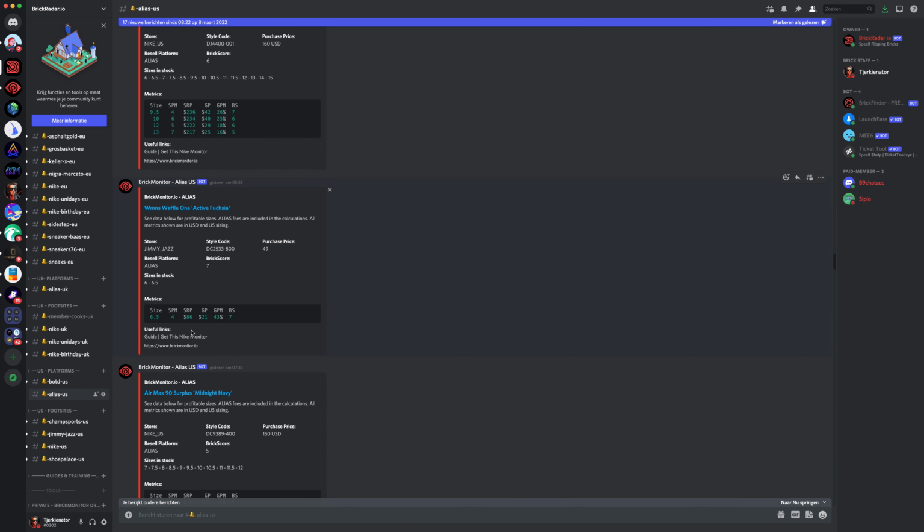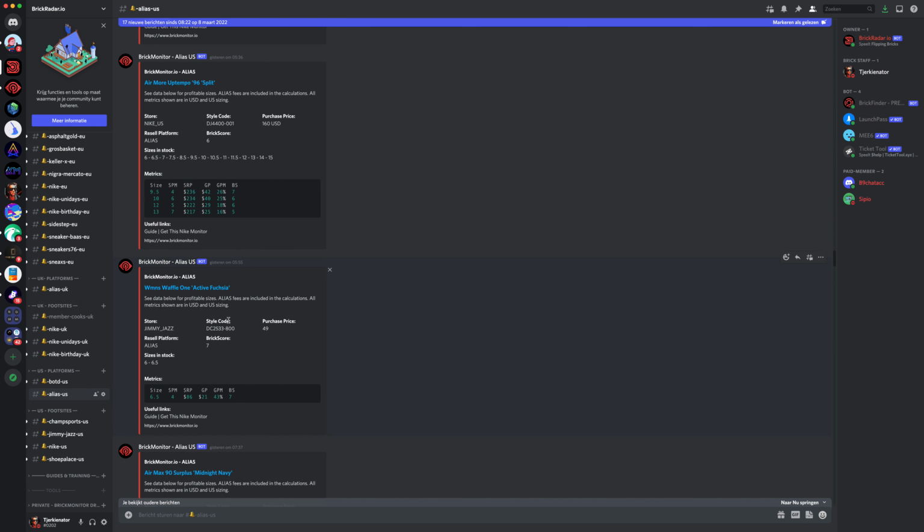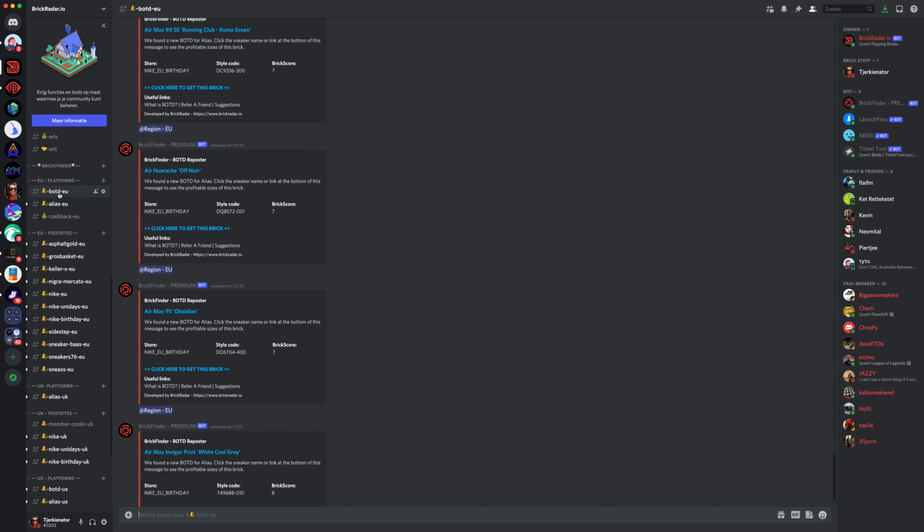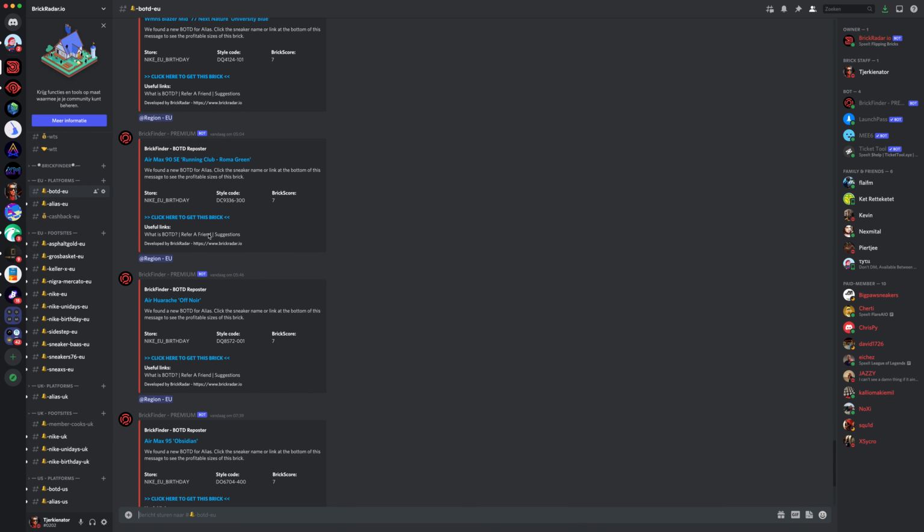So we got our scoring system in place, and sometimes a shoe with a low sales per month can make a lot of profit with a very good resale market situation, and therefore it will get a high brick score. And the higher the brick score, the stronger the recommendation to buy this shoe, right? So yeah, it's very easy.